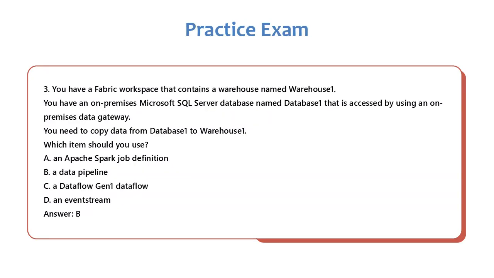3. You have a Fabric workspace that contains a warehouse named Warehouse 1. You have an on-premises Microsoft SQL Server database named Database 1 that is accessed by using an on-premises data gateway. You need to copy data from Database 1 to Warehouse 1. Which item should you use? A. An Apache Spark job definition. B. A data pipeline. C. A Dataflow Gen 1 dataflow. D. An event stream. Answer: B.